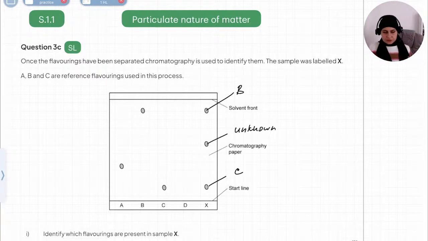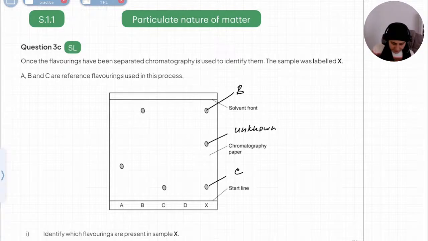The reason why they move to different heights is, first, that different substances would stick to the paper differently due to intermolecular forces, or whatever forces of attraction they have to the paper. And second, because they would have different solubility in the solvent, right?